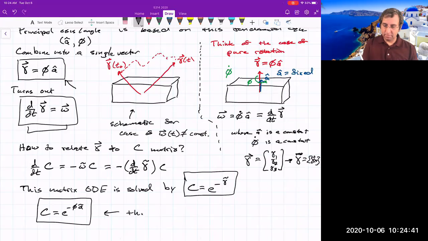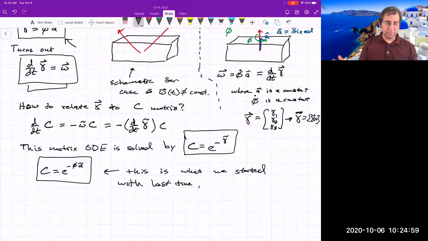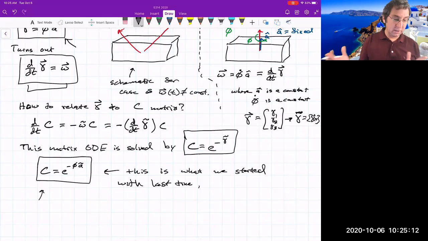So this is what we started with last time, when we talked about the principal axis and angle formula. Now we've kind of gone full circle. Hopefully, if you follow the steps, you could see where that axis and angle came from. It's a nice, pretty way to write a rotation matrix. So there we are.